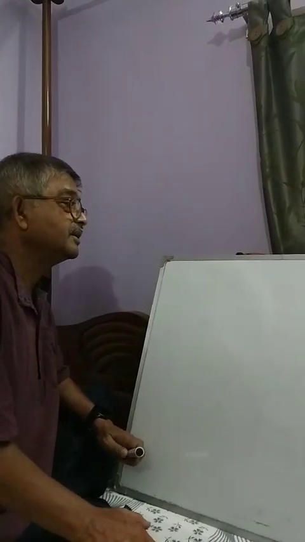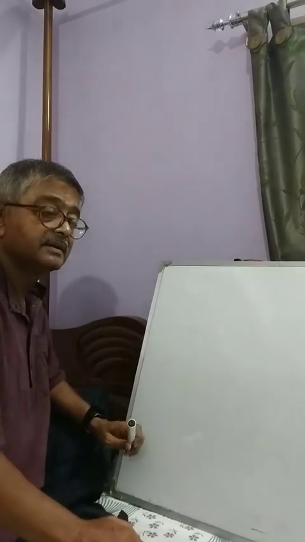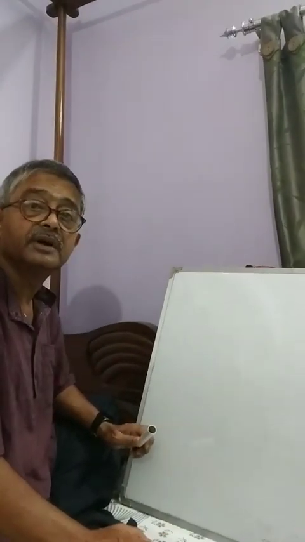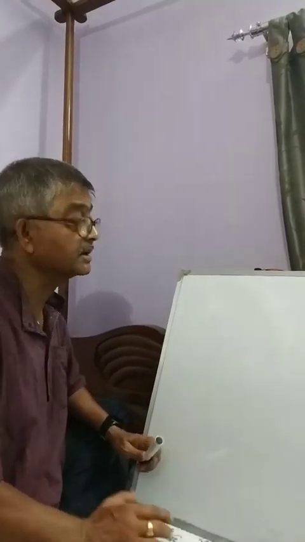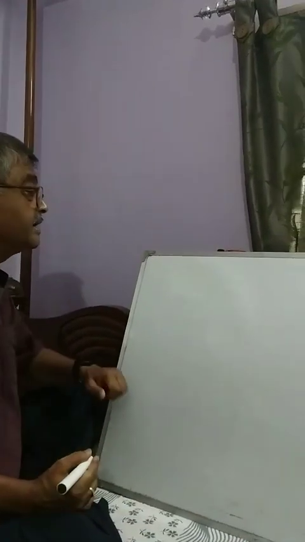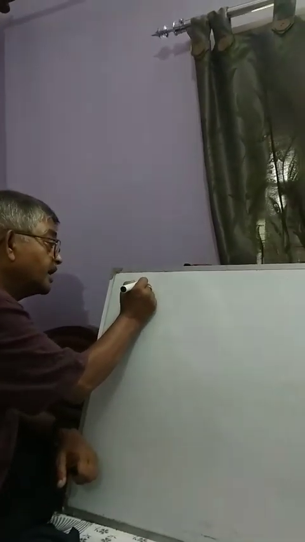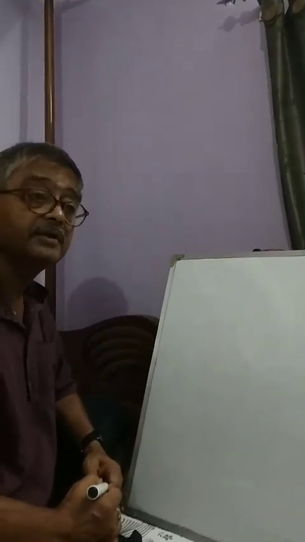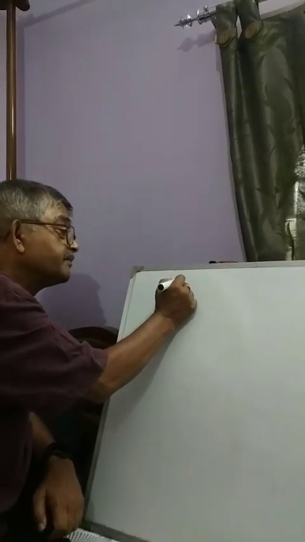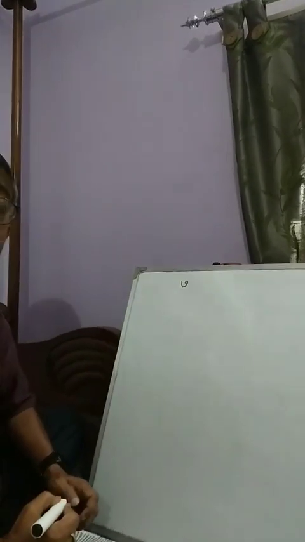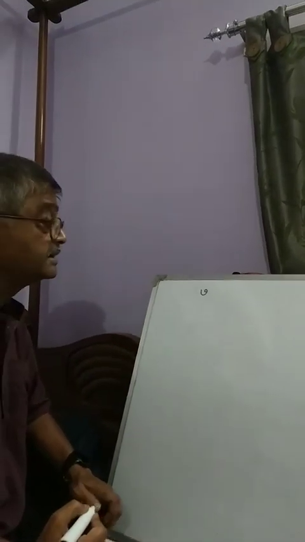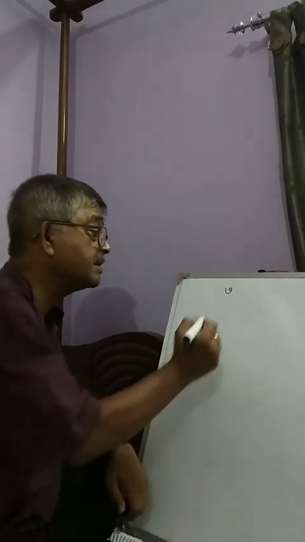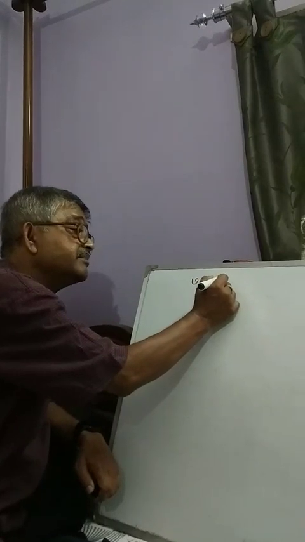Today we will learn the kinematical equations to solve one-dimensional motion. Firstly, when a particle is in uniform velocity v, we have to find out the displacement or the distance traversed by the particle in time t.